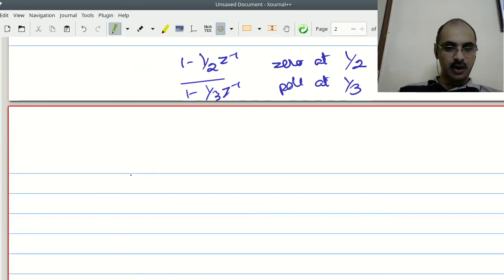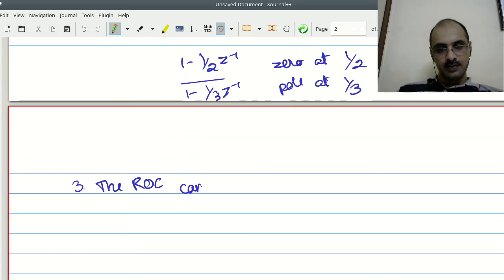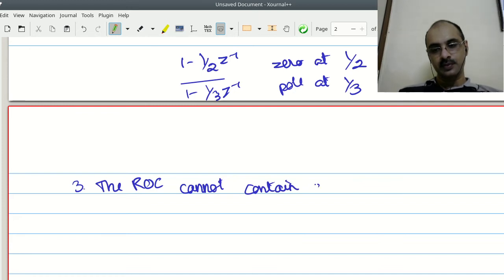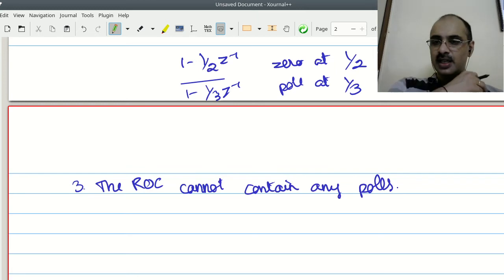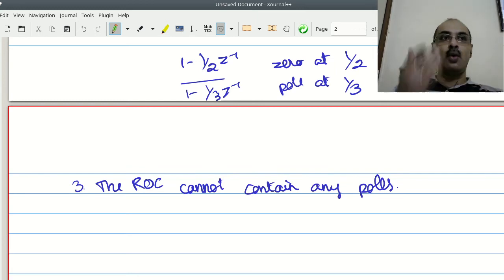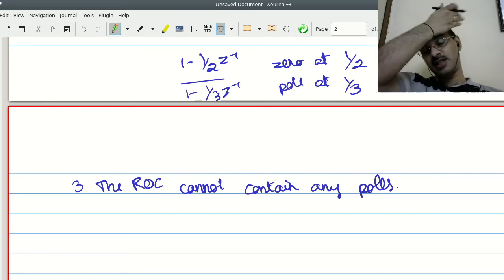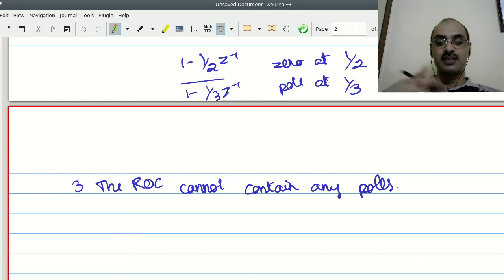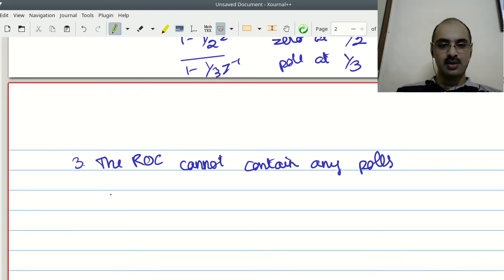So one important property is that the ROC cannot contain any poles. Now this is not very surprising. The reason is because a pole is basically some place where the value becomes infinity. We define the region of convergence as the region where X(z) actually converges to a finite value, and definitely a pole refers to an infinite value, so the ROC cannot contain any poles.